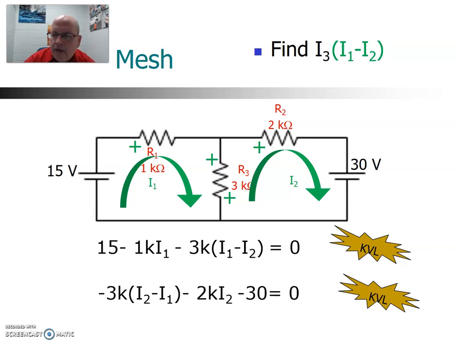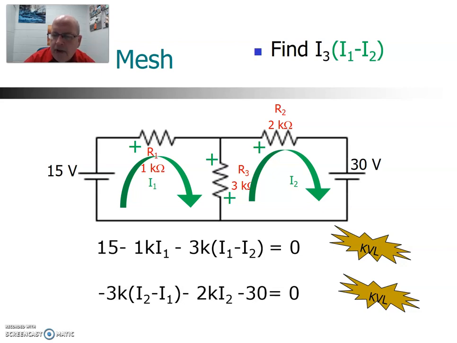And that voltage would be the resistance, 3K, times that current, I2 minus I1. And then the next one we have is the 2K resistor. That voltage is 2K times I2. Again, that would be a negative. And then we come to the voltage source there. We're going from positive to negative, so it's a negative 30. And we're back to where we began, and we get equals 0.